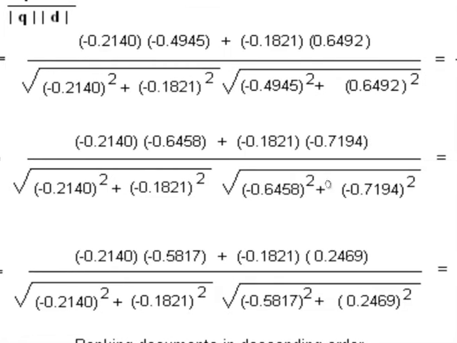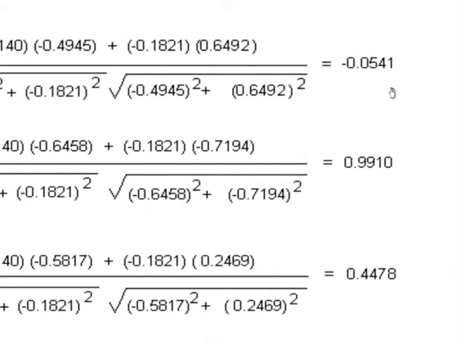Now, when you take a look at these values, this is the similarity value between query and document 1, this is the similarity value between query and document 2 and this is the similarity value between query and document 3. You will find the similarity value is high for query and document 2, with the value 0.99. Then the next document which is highly similar with respect to the given query is indicated by the second largest similarity value 0.4478, and the least similar document with respect to the given query is document D1, highlighted by a negative value.